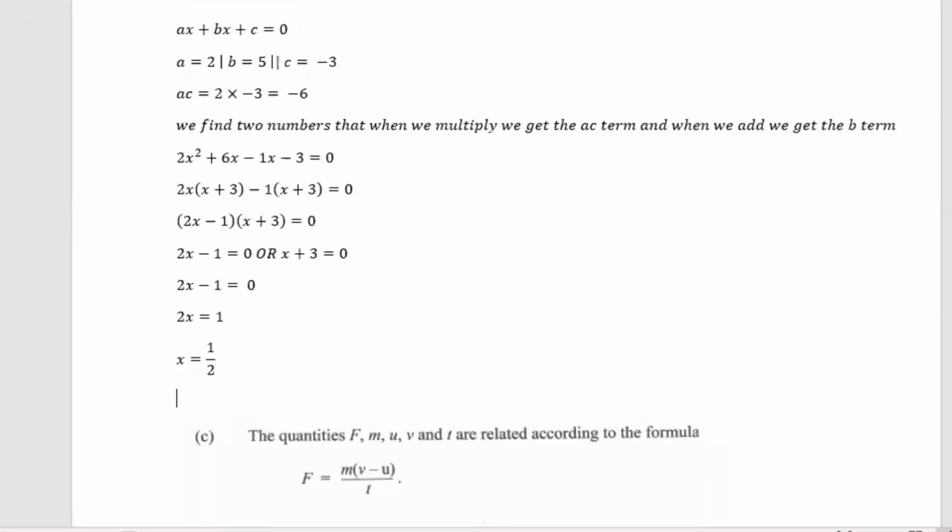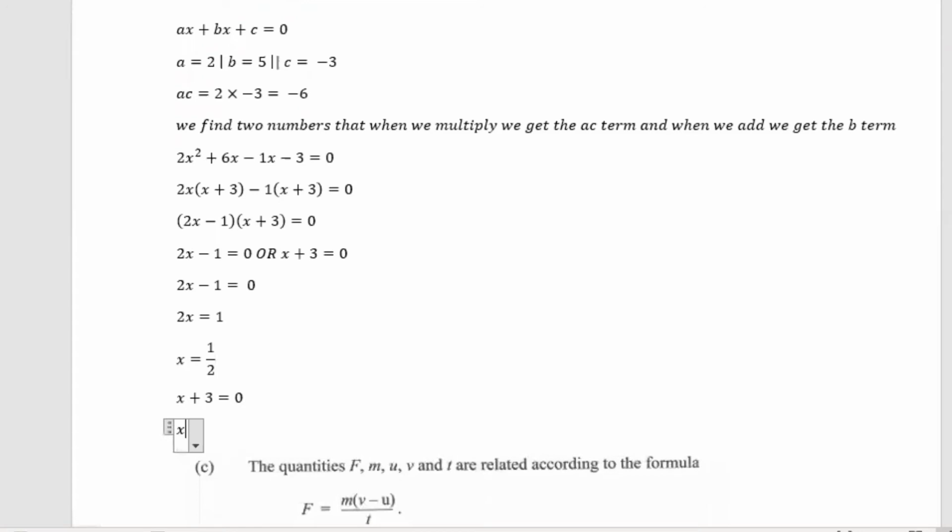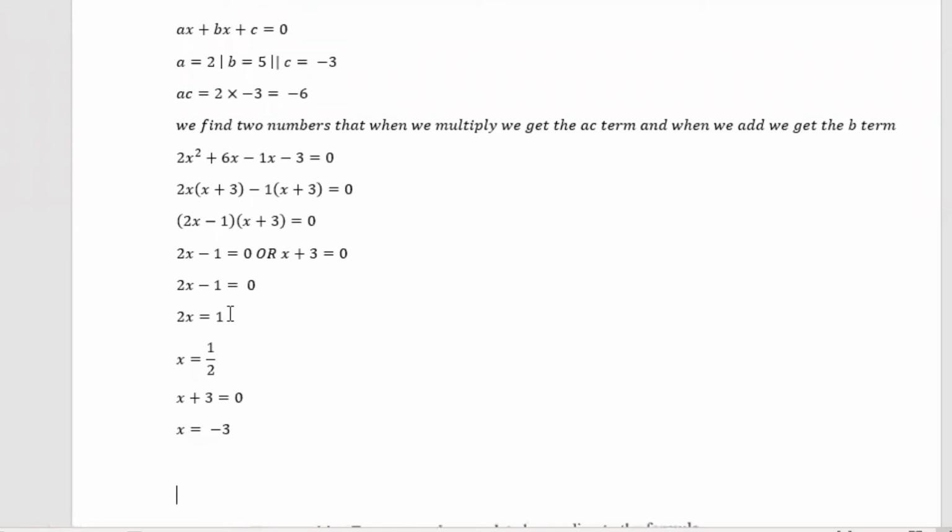And the other one was x plus 3 is equal to 0. And this was a simple one. So x is equal to -3. So therefore, x is equal to a half, or x is equal to -3. And that was our two possible solutions for x.